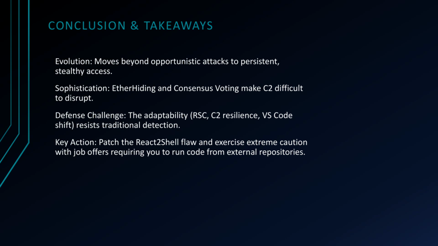Third, enhance EDR and anomaly detection. Specifically monitor for the unique network signature, concurrent queries to multiple public Ethereum RPC nodes. This is key to finding the EtherRAT consensus mechanism. And fourth, monitor outbound network traffic for non-blockchain-related applications attempting to communicate with known public Ethereum RPC nodes.